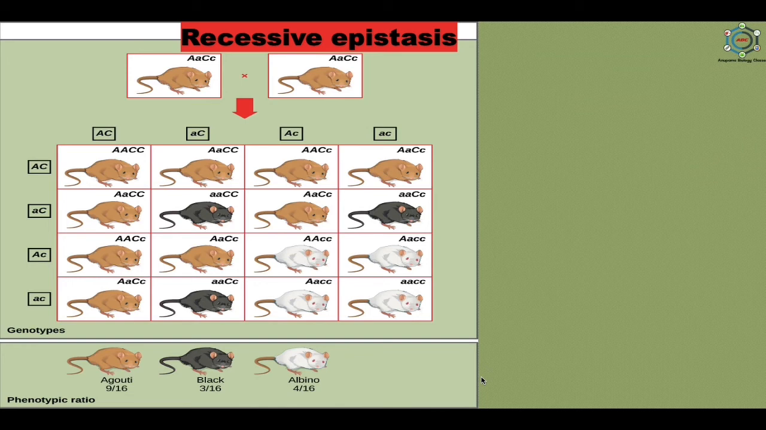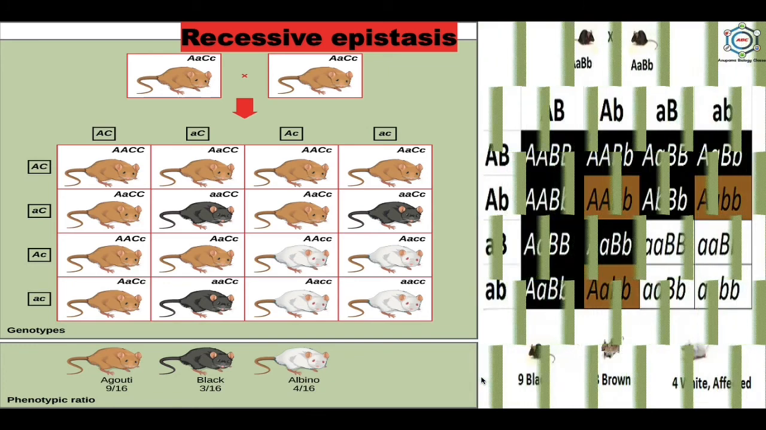Since two pairs of genes are involved in the coat color of mice, one might expect an F2 phenotypic ratio of 9:3:3:1. But due to the epistatic action of one pair of genes on the other pair, the ratio is modified to 9:3:4. So in case of dominant epistasis, you found the ratio 12:3:1. But in case of recessive epistasis, you find a ratio of 9:3:4.